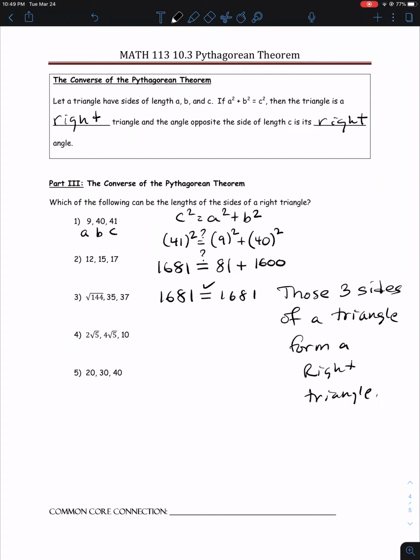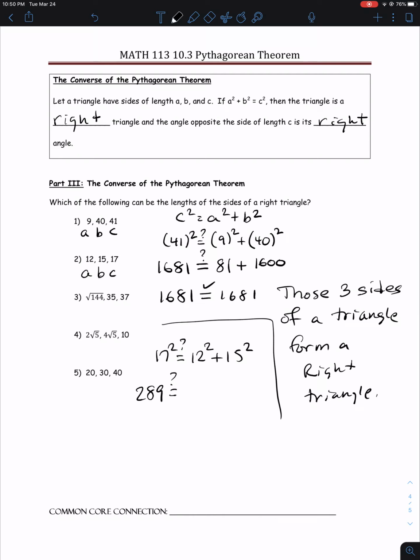So let's look at the next one real quick, just so we can see maybe this one won't be true. Again, same thing: a, b, and c. The bigger side always has to be c. So we're looking at 17 squared equals 12 squared plus 15 squared. Plugging these in the calculator, we see that 17 squared is 289, and again, I don't want to forget my question mark.